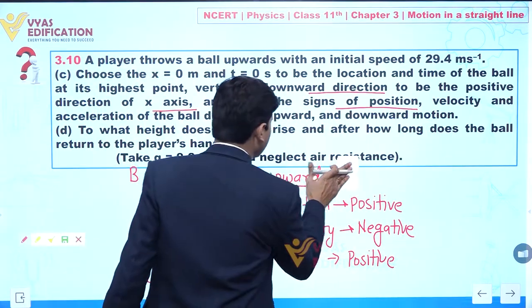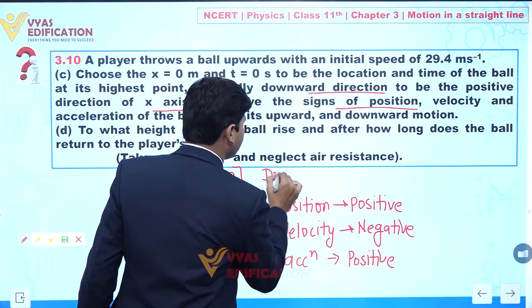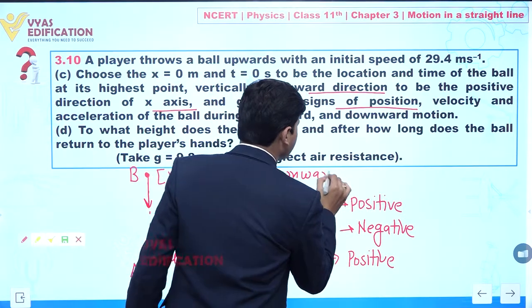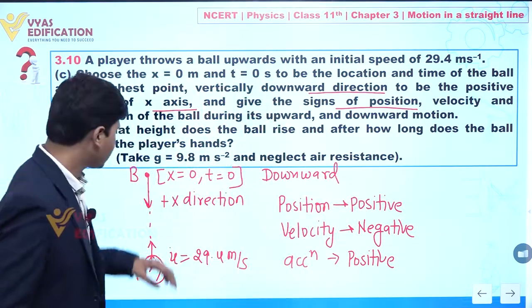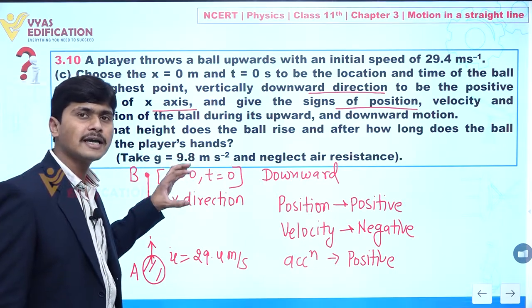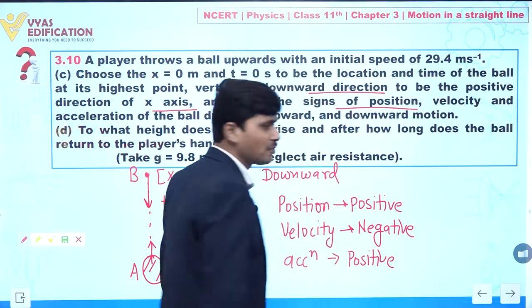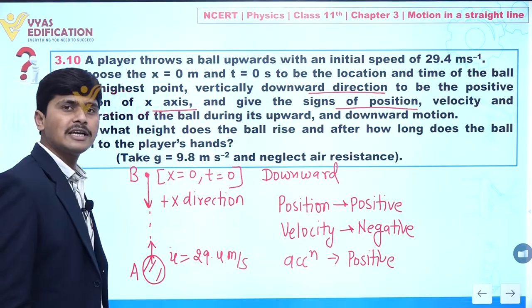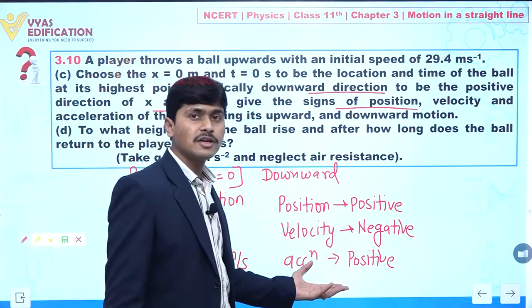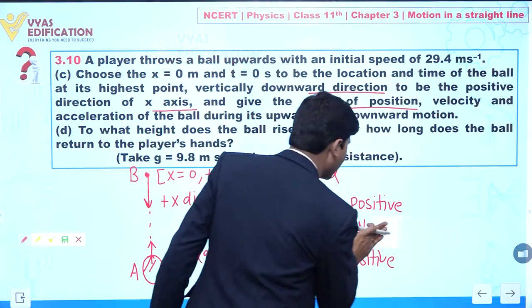But if we write here the downward journey, let's suppose this ball is at the maximum height, and now the ball is moving in a downward direction. So we can see the position is positive because the ball is going in a positive x direction. What about velocity? Velocity is also positive. Why?